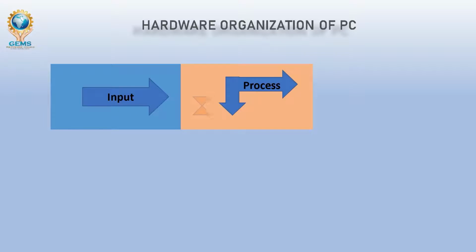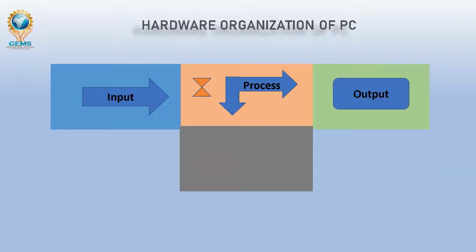Second is the process function that processes the input data. And third is the output function, and fourth is the storage function, respectively. This data is represented as shown in this picture.